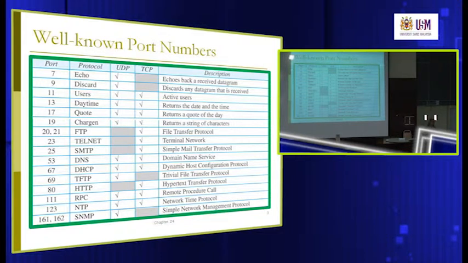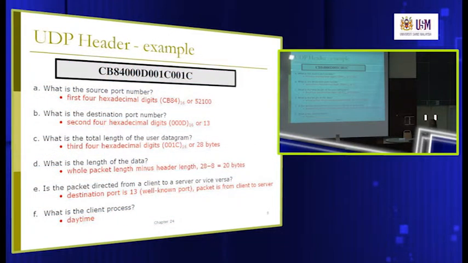If you remember the table we saw last week, port numbers above 42,000 are called dynamic port numbers. They are dynamically assigned when a client needs to send data to the server. The server uses well-known ports to advertise its service, otherwise clients won't know. So 13 is a well-known port, which means it must be associated with a service on a server. The 52,000 is a dynamic port number, so this must be the client. Therefore, this packet is going from client to server, by looking at the port numbers.